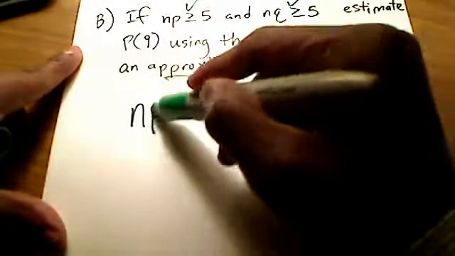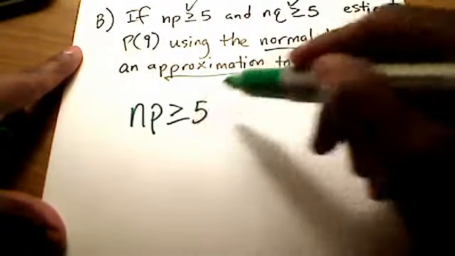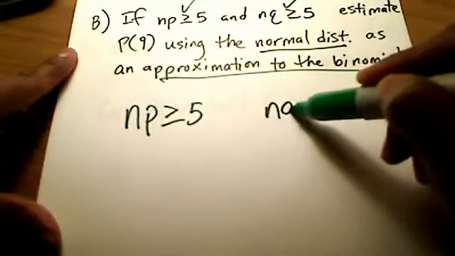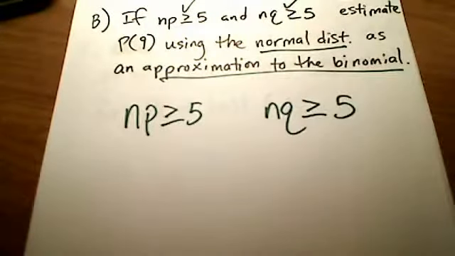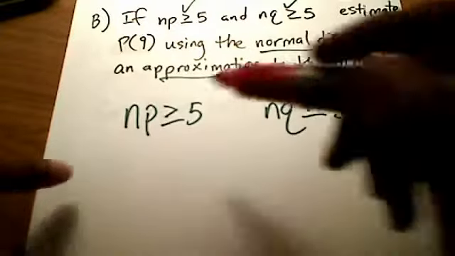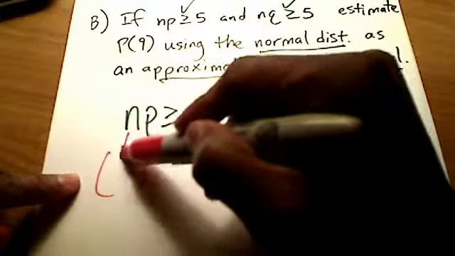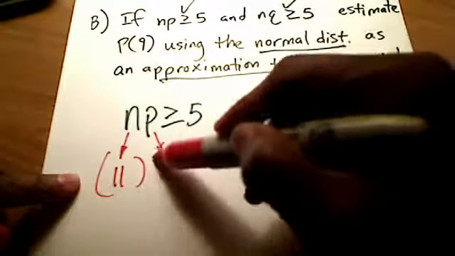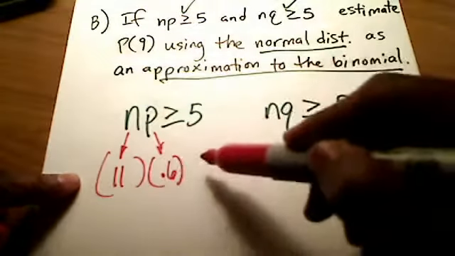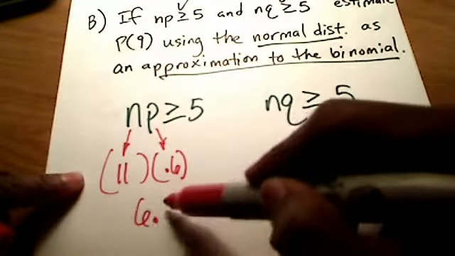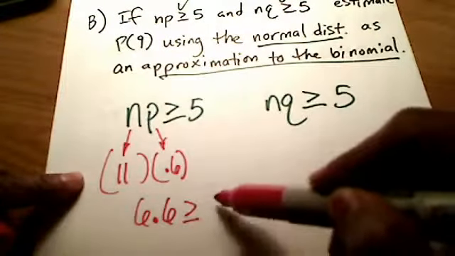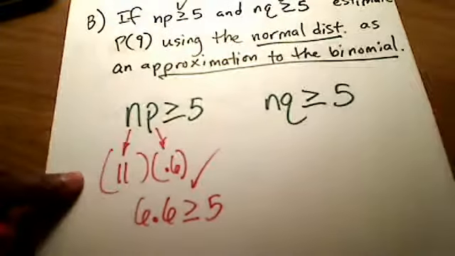I'm going to check to see if np is greater than or equal to 5, and I'm also going to check to see if nq is greater than or equal to 5. Our n was 11, so I'll plug that in right here. And my p, probability of success, was 0.6. If you do that math, you'll see that you come up with 6.6. And sure enough, that is greater than or equal to 5. So that checks out, no problem.